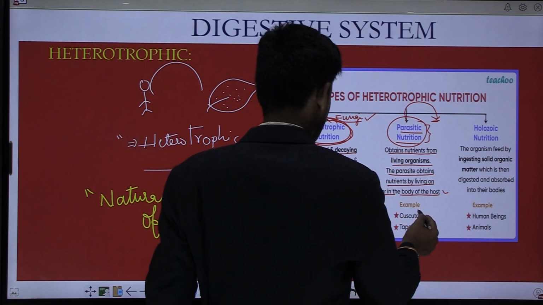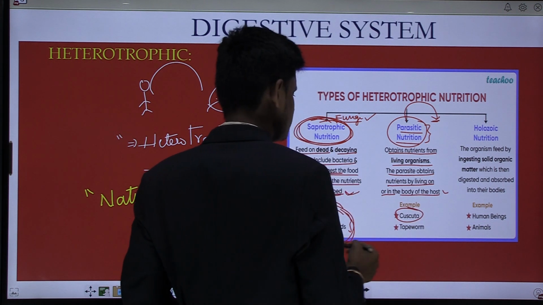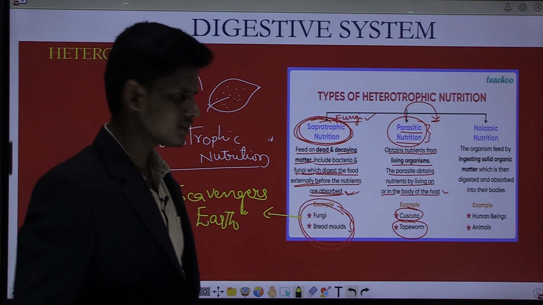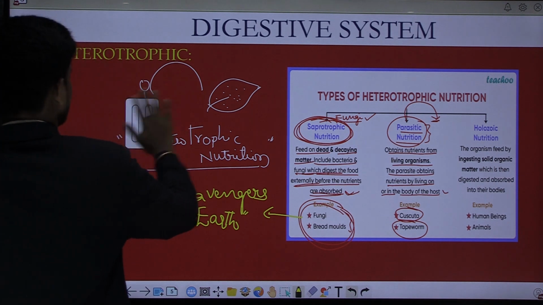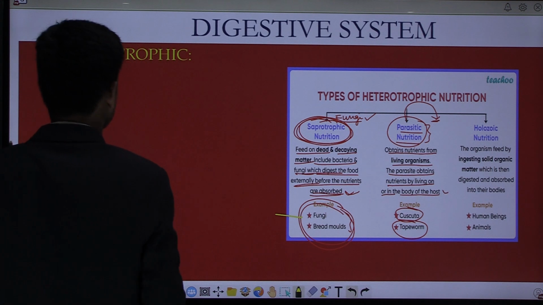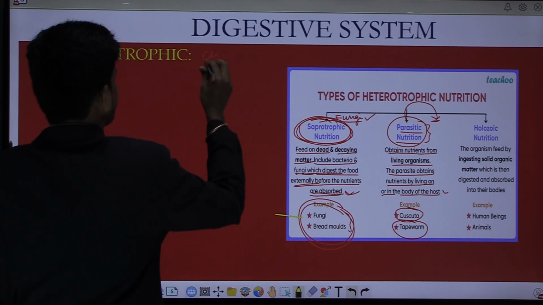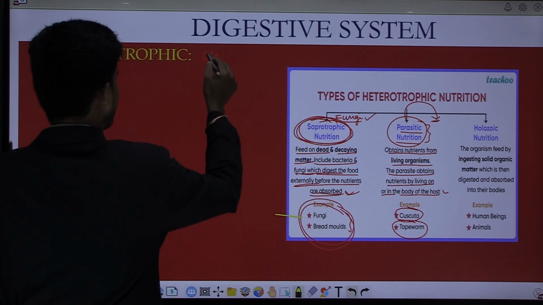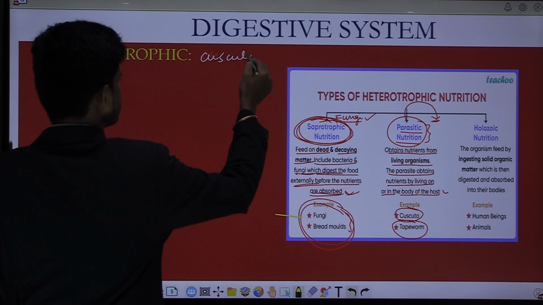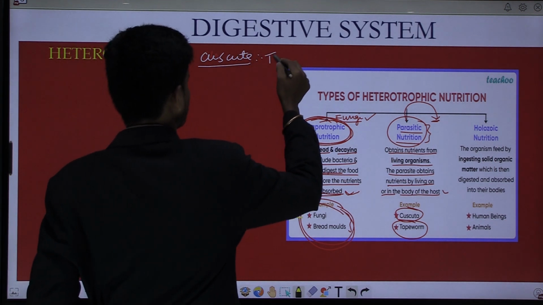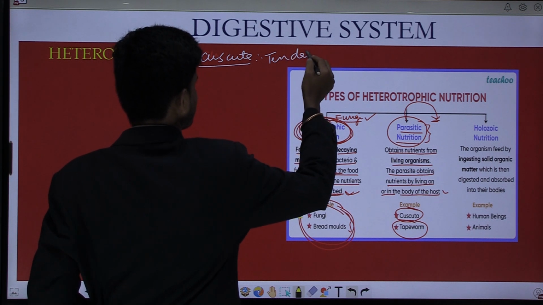For example, the cuscuta plant and the tapeworm, which is present inside our body, inside the stomach. What is cuscuta? Here is a small piece of information, just look it over. Cuscuta is a plant where the tendrils are seen. What is that? Where the tendrils are seen.